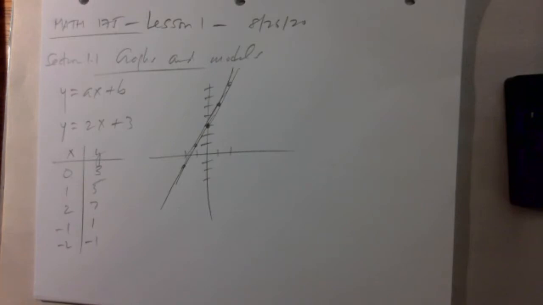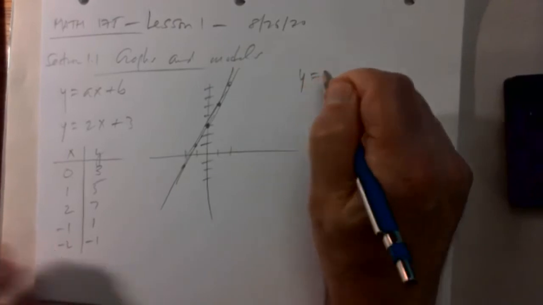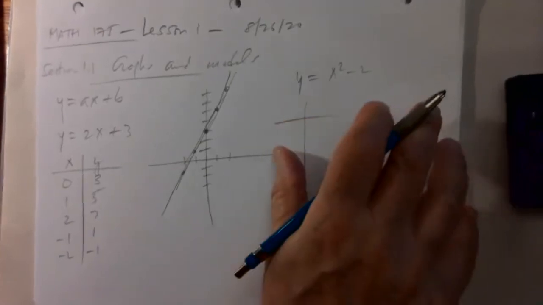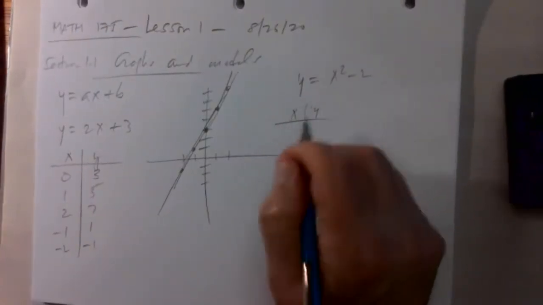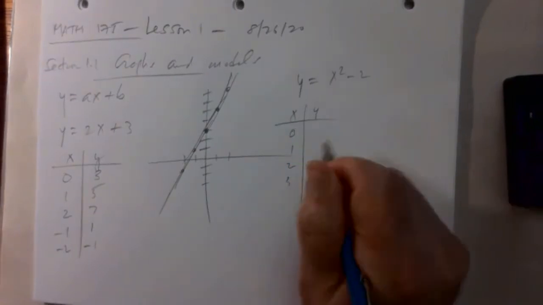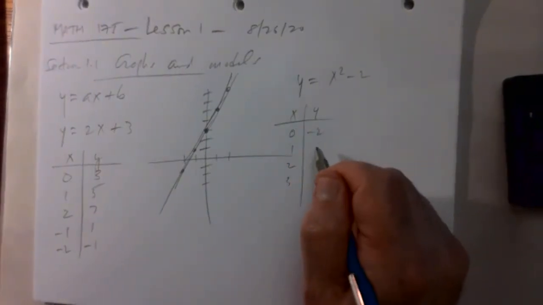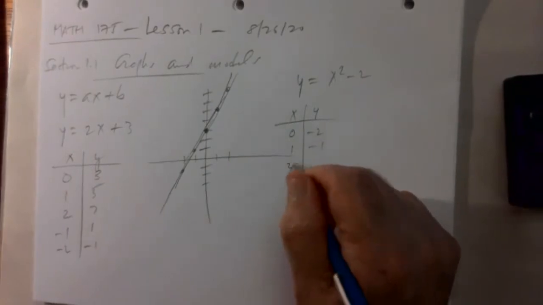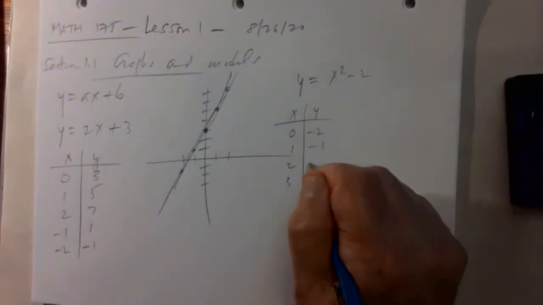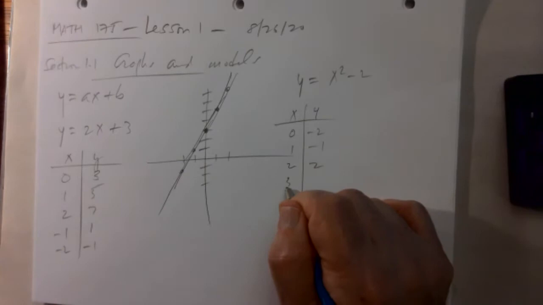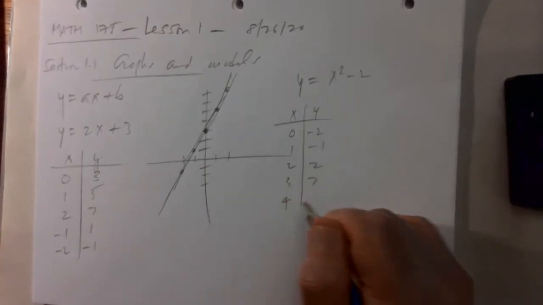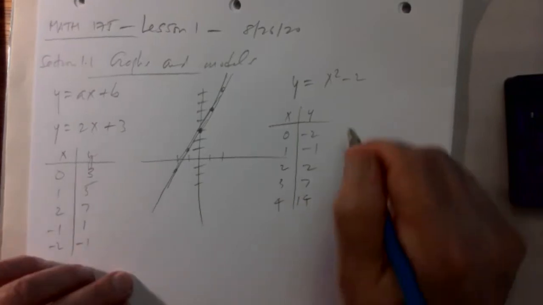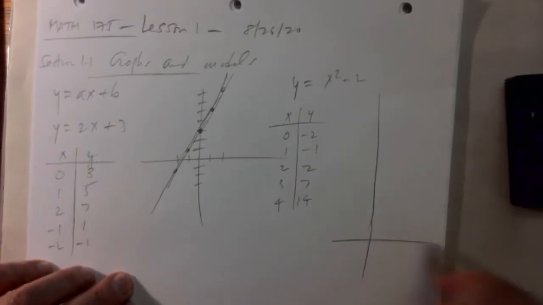Let's take another example. Suppose we take y equals x squared minus 2. So let's look at some values of x and y, maybe 0, 1, 2, 3, and 4. So when x is 0, you get minus 2. When x is 1, you get minus 1. When x is 2, you get 4 minus 2, which is 2. When x is 3, you get 9 minus 2, which is 7. When x is 4, you get 16 minus 2, which is 14. Let's see what happens if we just plot these points.